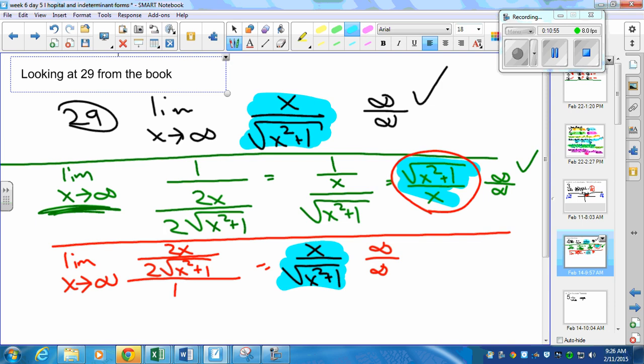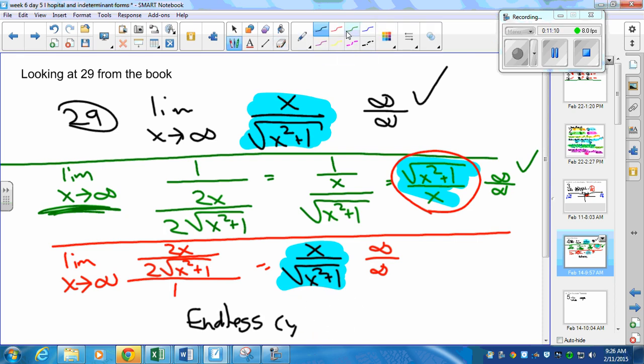I went top over bottom, it flipped to bottom over top, which then flipped back to top over bottom. Do you agree this would be an endless cycle? Cycle of x over square root to square root over x to x over square root. Every single one of those would have been infinity over infinity. So every single one of them would have been indeterminate, and you could just keep doing this forever. So we're stuck. It's like, uh-oh, what do we do with this?